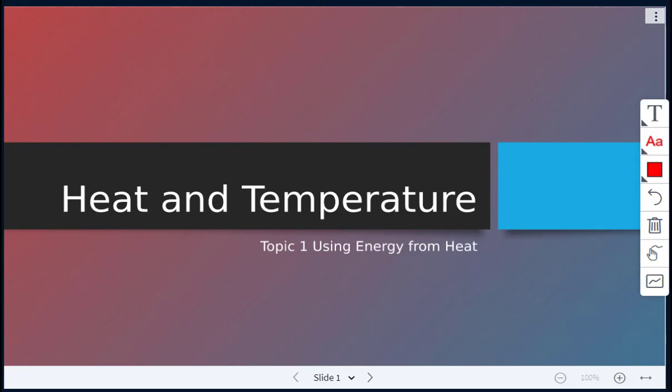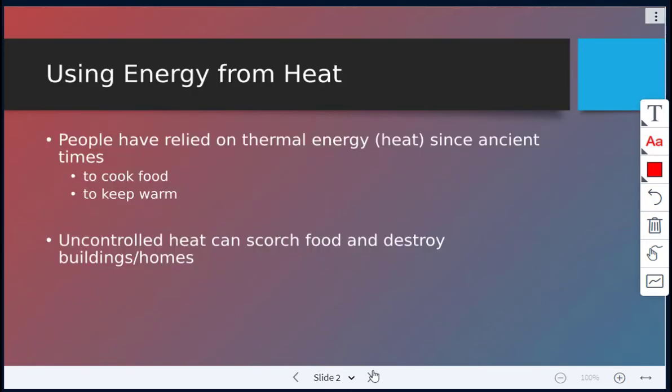Okay, so our unit that we're starting is the heat and temperature unit. And our first topic in this unit is using energy from heat. All right, so using energy from heat.